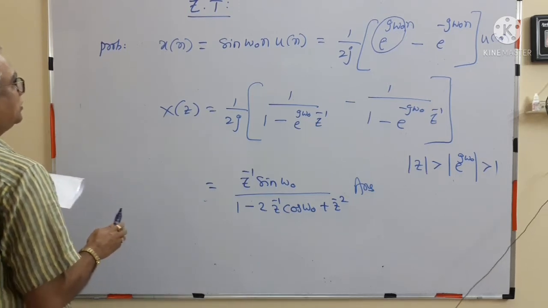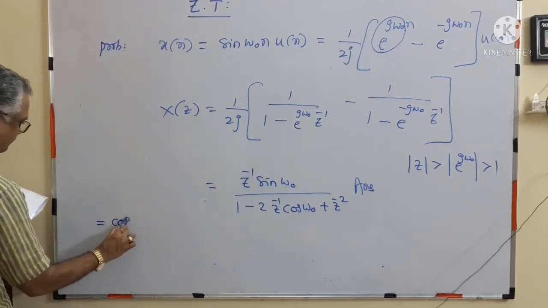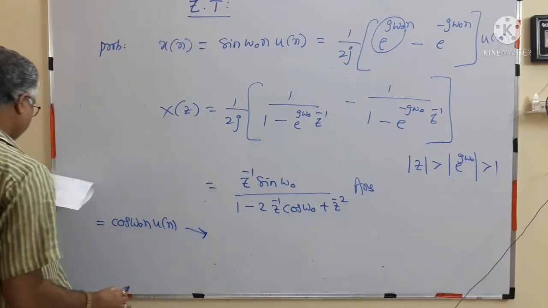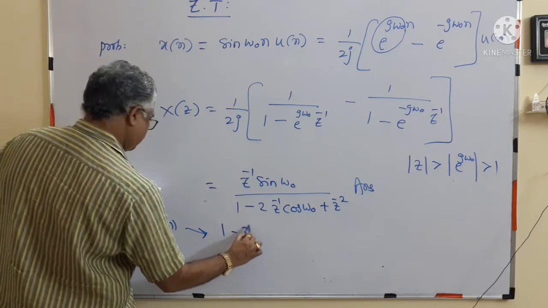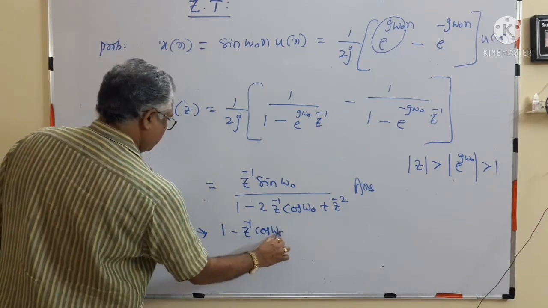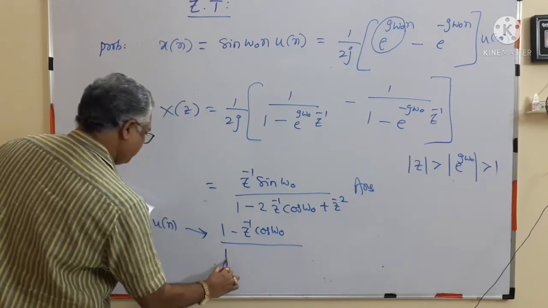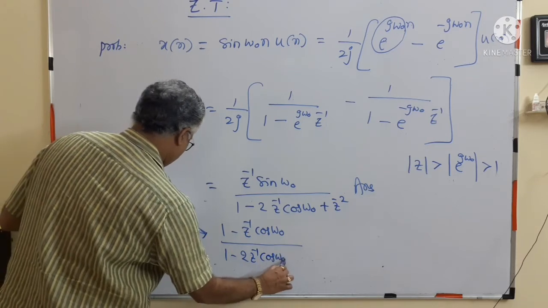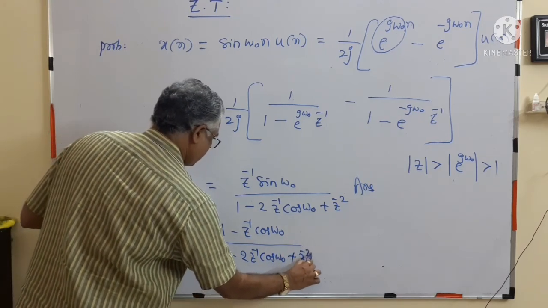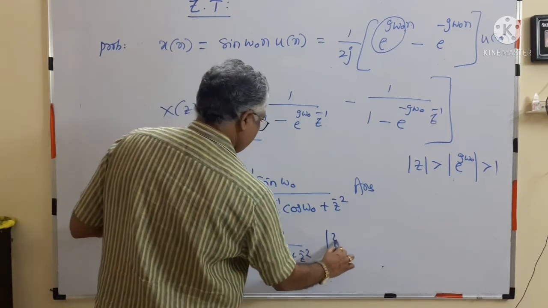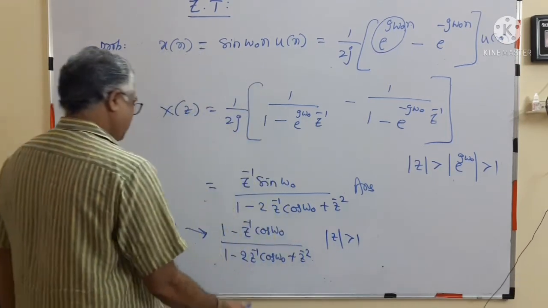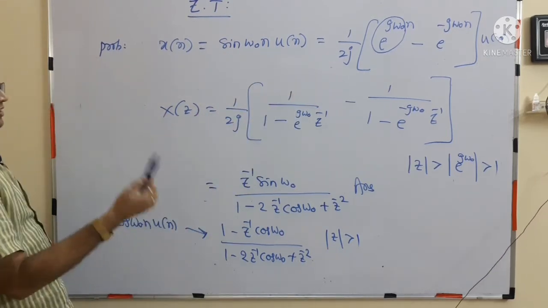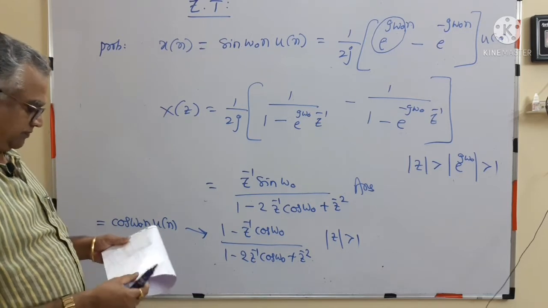Similarly, cos omega naught n u of n. So this you try as homework. You get 1 minus z inverse cos omega naught by 1 minus 2 z inverse cos omega naught plus z inverse square, and mod z greater than 1. So answer I am giving. Sine converted to exponential, cos also convert to exponential. Simplify, you get this answer.